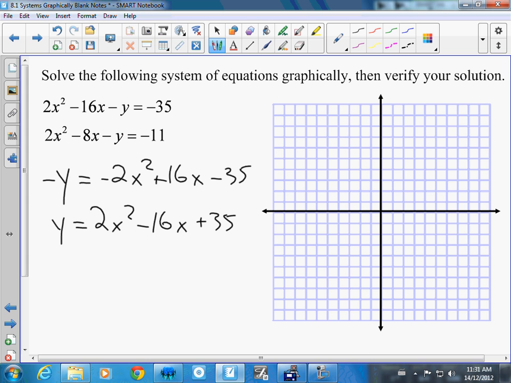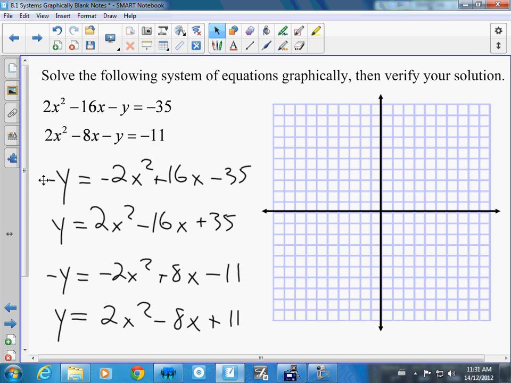That's one of them. Let's do the next one. What is it going to be? Negative y equals negative 2x squared plus 8x minus 11. The signs change again. y equals 2x squared minus 8x plus 11. So, type it into your calc.